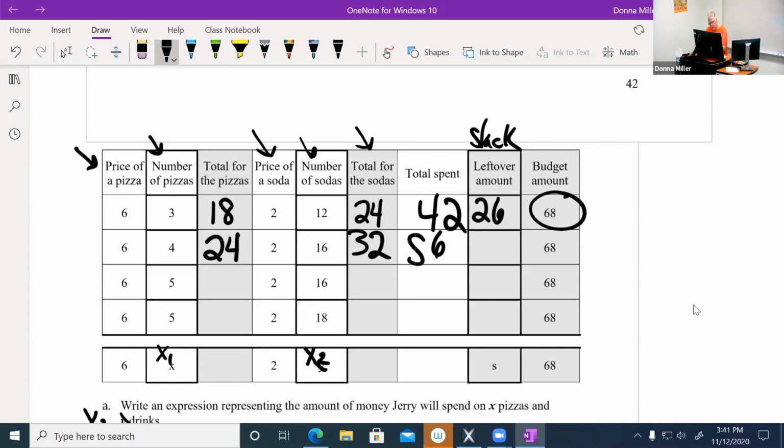And I'm doing my calculator. I have $12 left over. Okay, so depending on what I spend, I'm going to have some money left over. That's my slack variable. All right, so let's do a couple more.